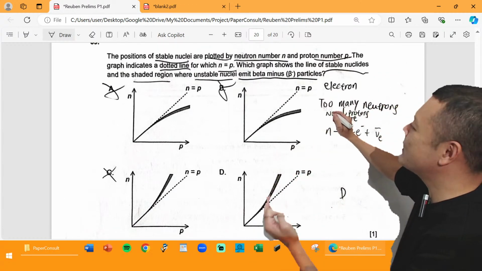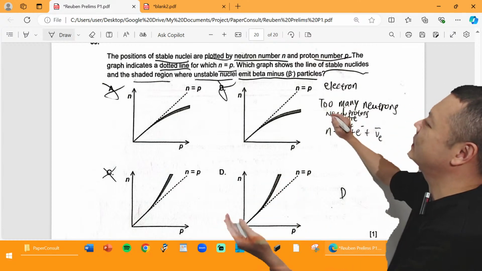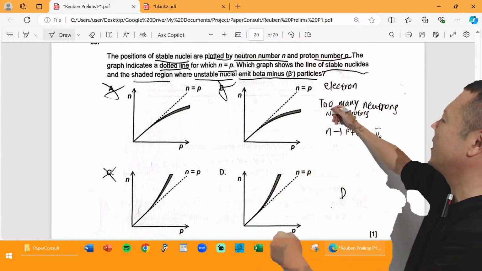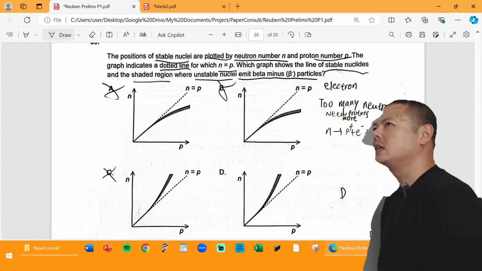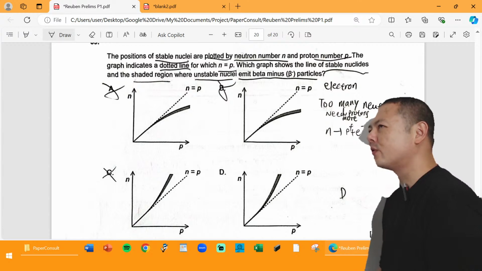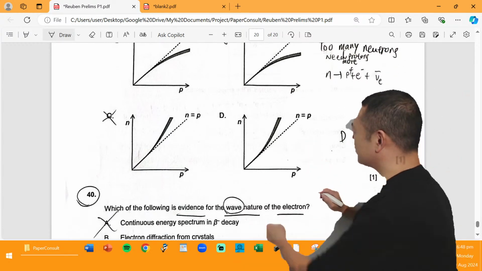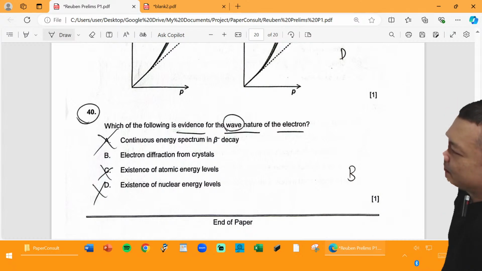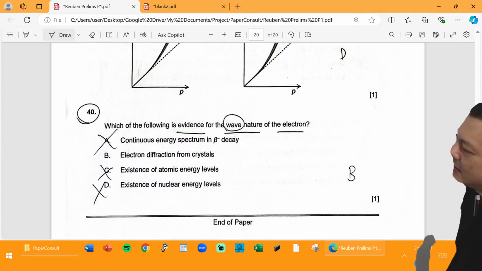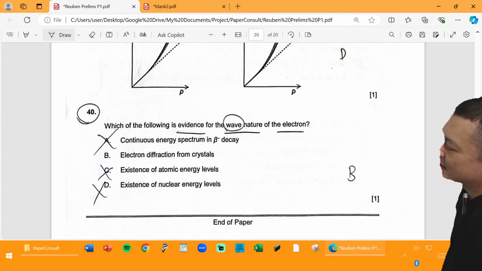Line of stable nuclei and the shaded region where the unstable nuclei undergo beta minus. Beta minus is what? Too many neutrons. Yeah, too many neutrons. So 40 is B. Yeah, 40 is B.